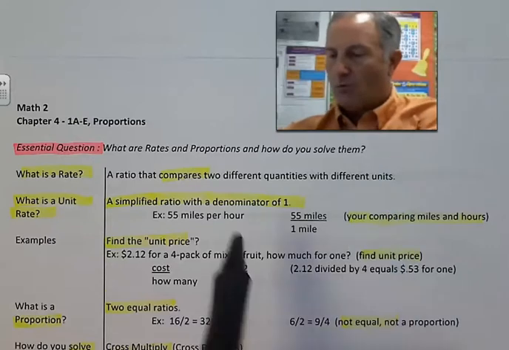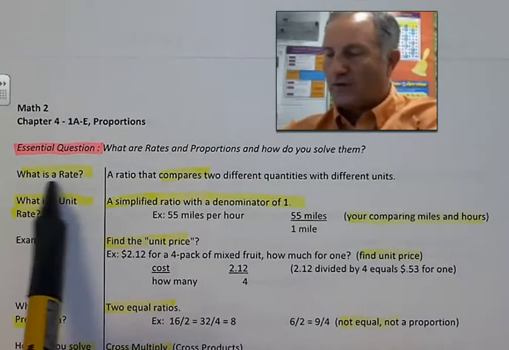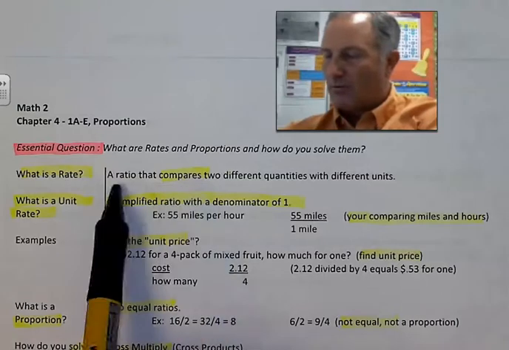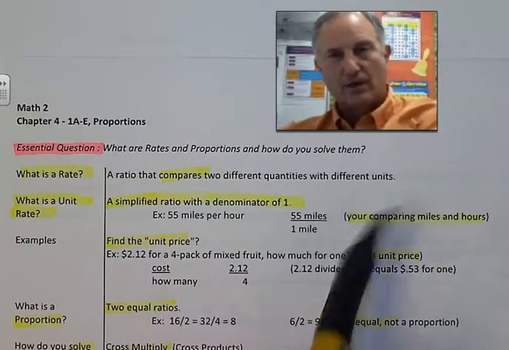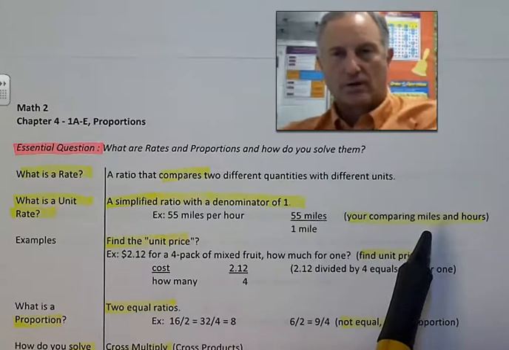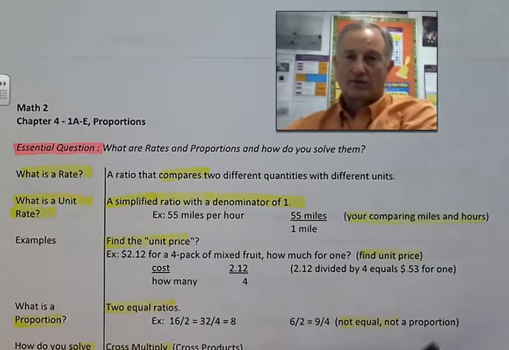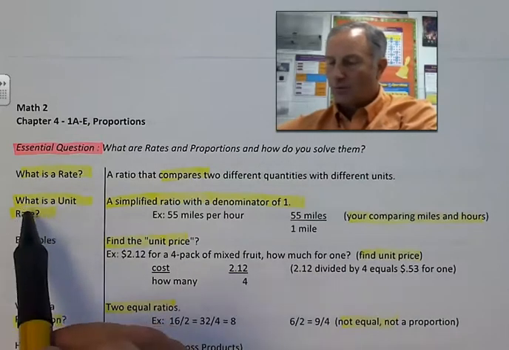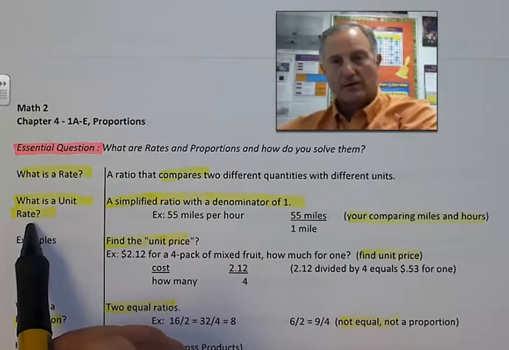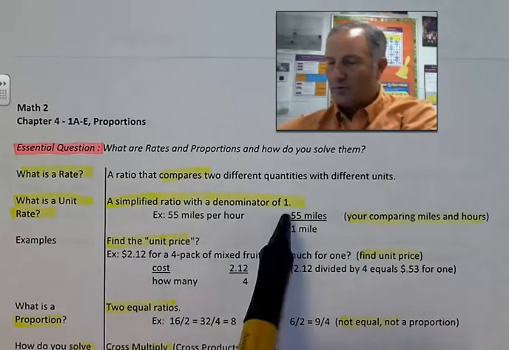Okay. Well, we need to get a couple terms out here first. First, what is a rate? A rate is a ratio that compares two different quantities with different units, like miles per hour, miles per gallon, feet per second, those kinds of things. We break that down into what we call a unit rate. How much for one? So a simplified ratio with a denominator of 1.